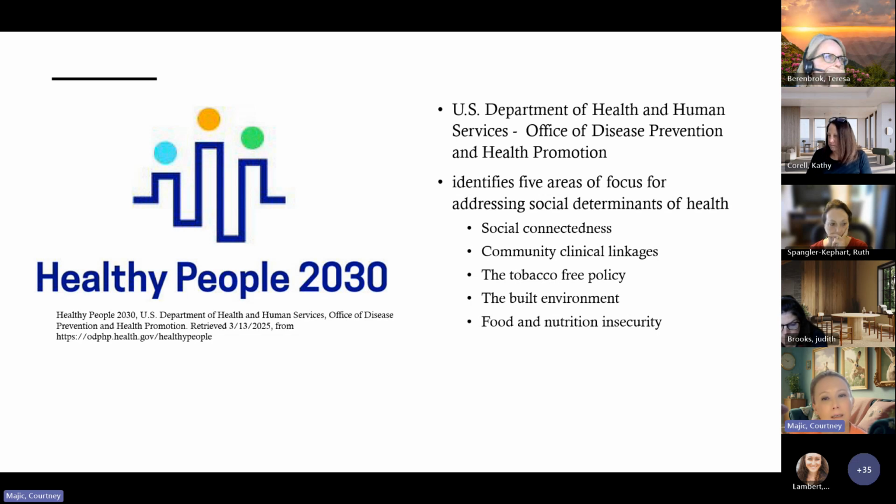Now for our next slide, we're going to talk about Healthy People 2030. This was a program designed by the U.S. Department of Health and Human Services, Office of Disease Prevention and Health Promotion. It identifies 5 areas for addressing social determinants of health, and these are linked to the first slide that we looked at. So we have social connectedness, community clinical linkages, tobacco-free policy, the built environment, and food and nutrition insecurity.